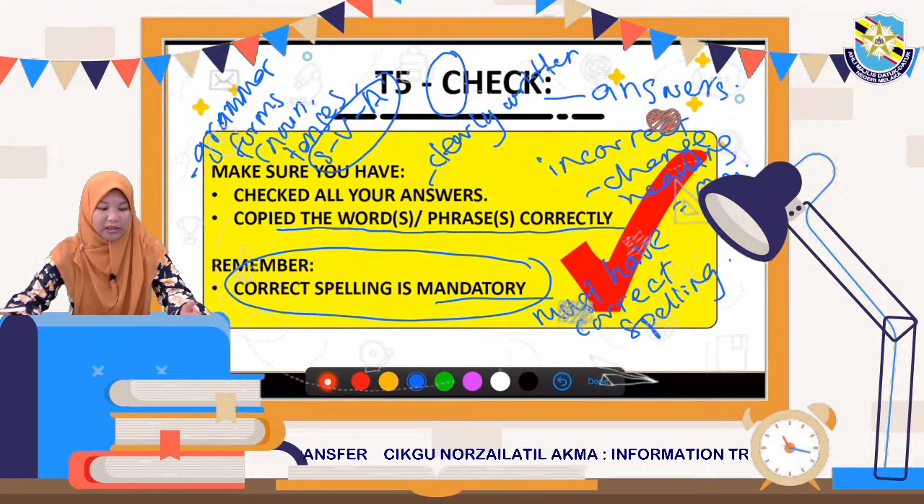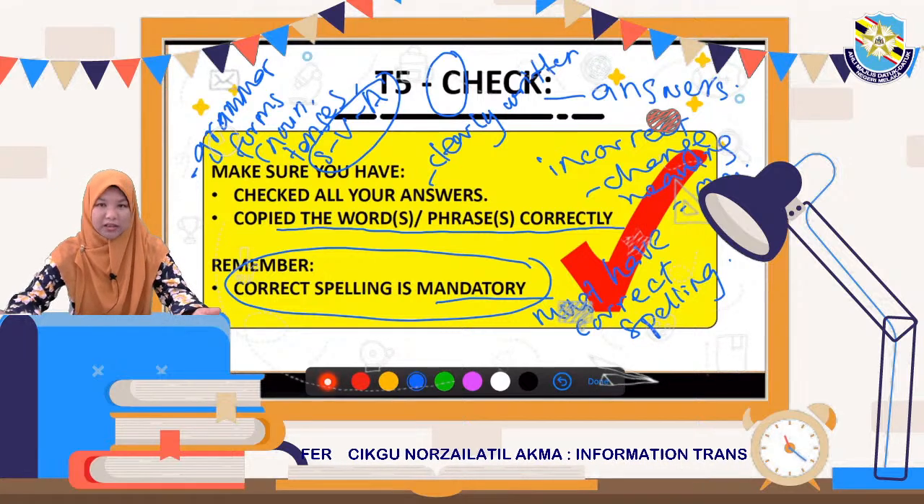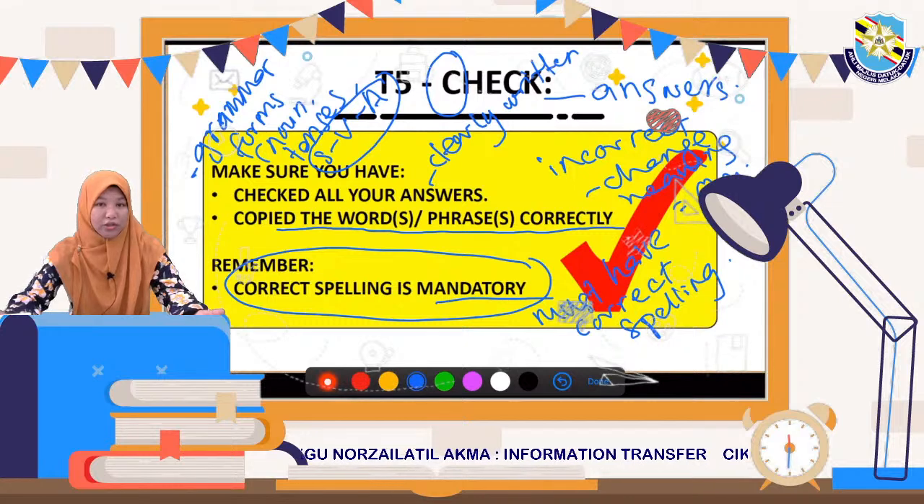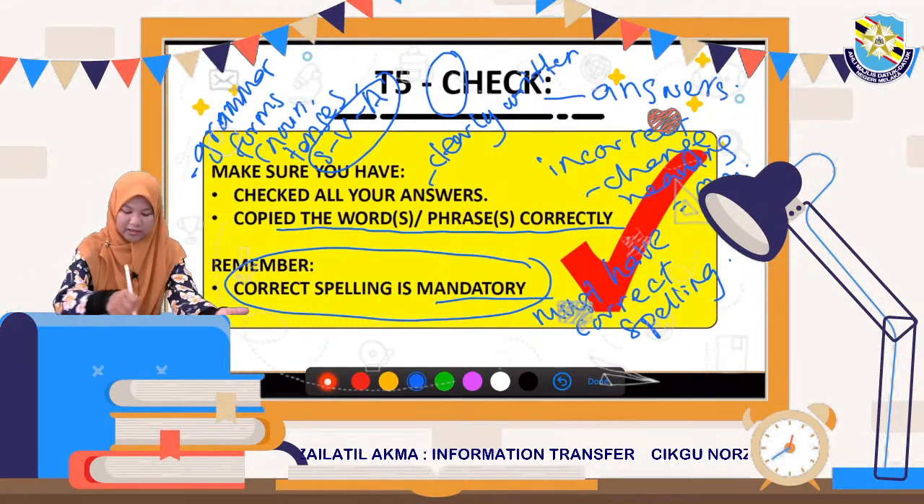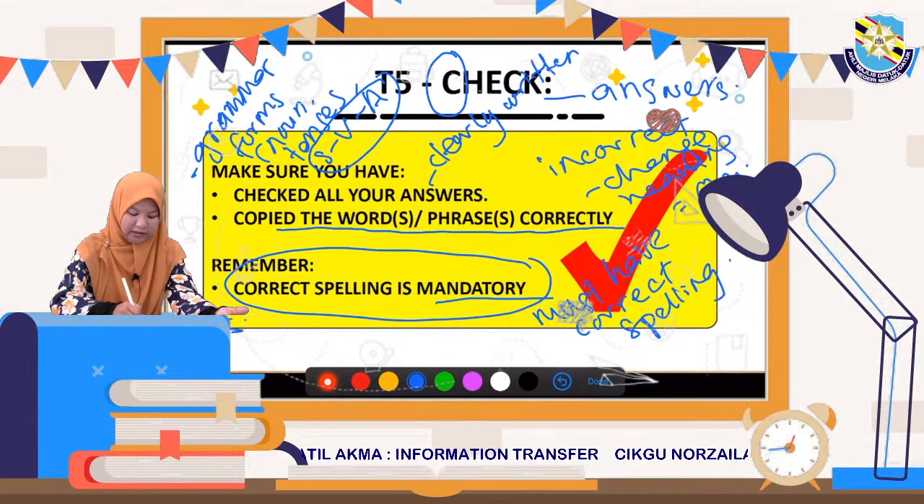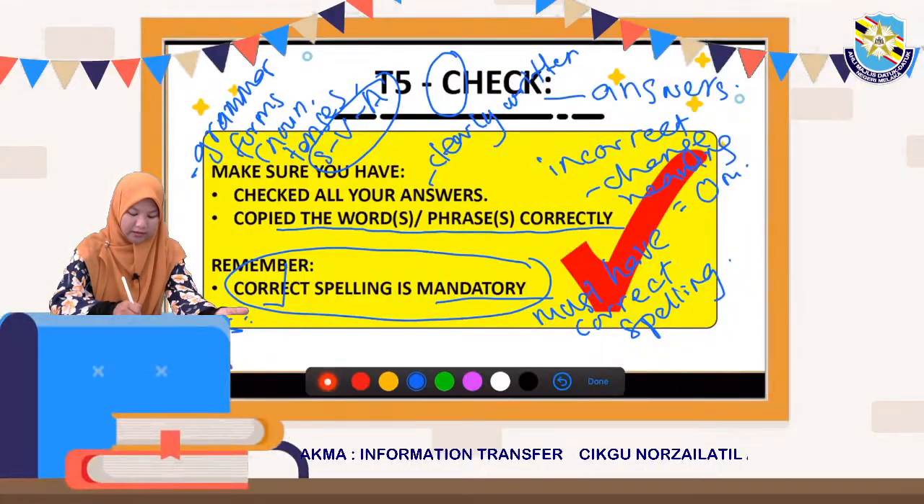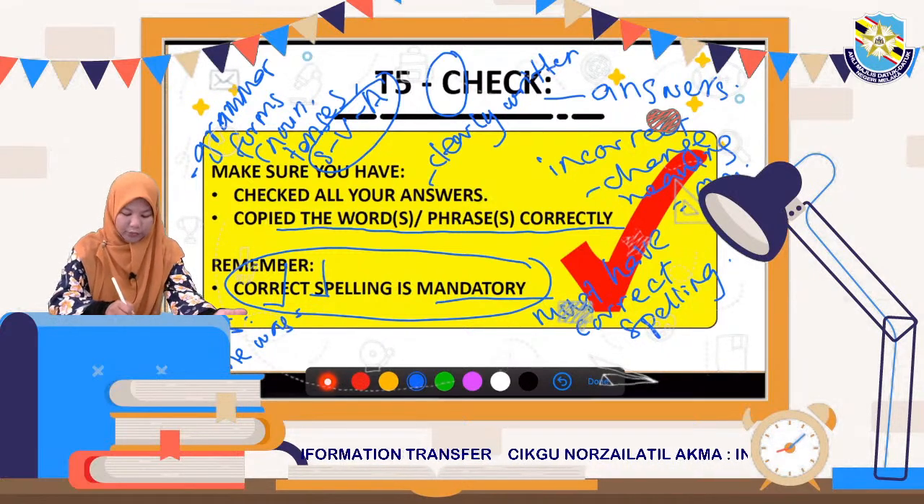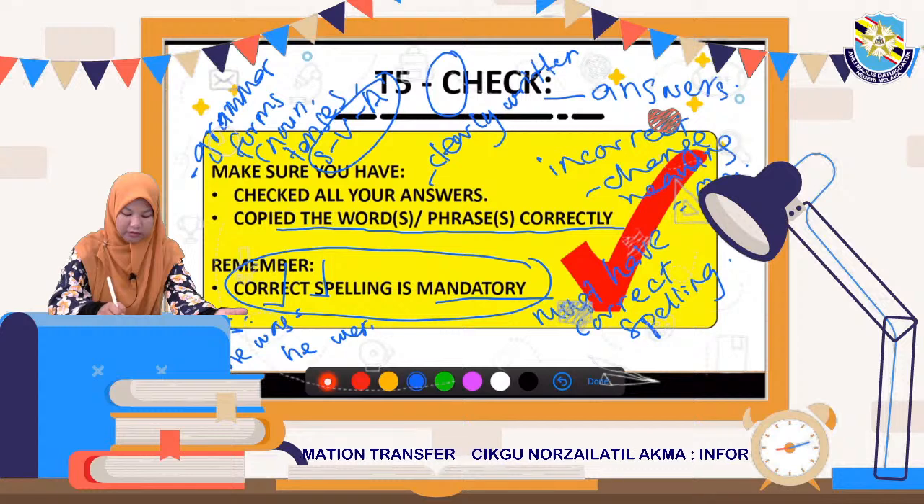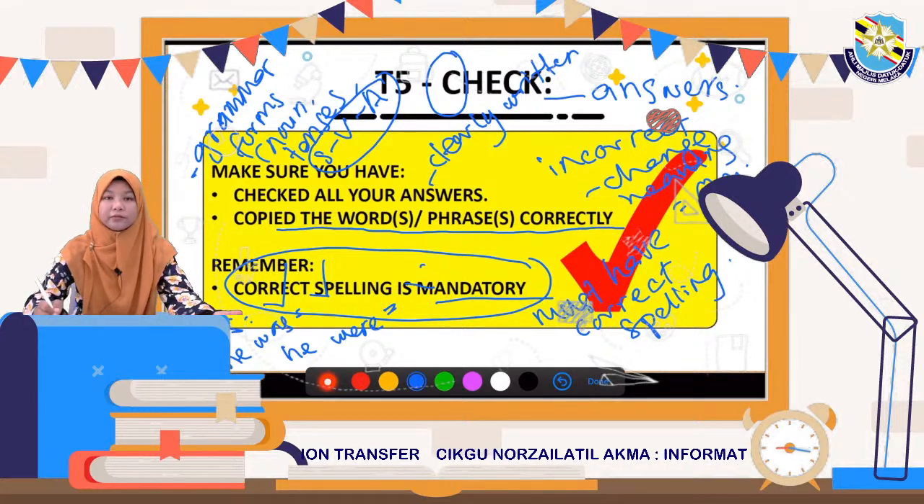For example, if you use he, the verb to be should be is or was. Let me just scribble it here. He is, yes. He was, yes. But if you put he were, it is wrong.